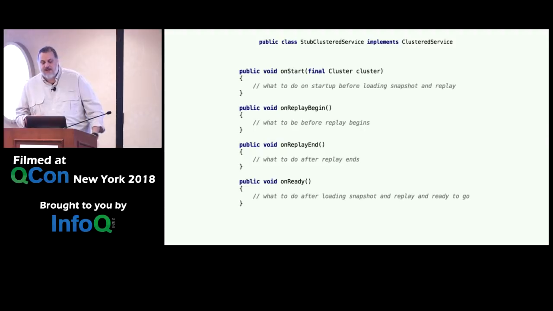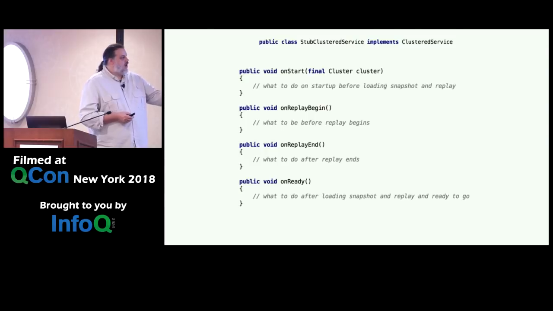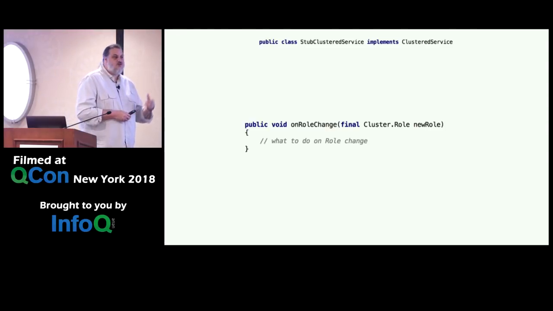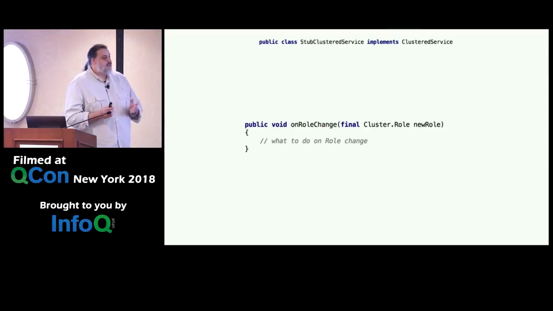And then there's some housekeeping to let you know about certain things: if you're starting up, if you have finished starting up and you're now replaying, or you've done your snapshot and you're replaying, or your replay has ended, or you're ready after you have done your snapshot and replay. And lastly, if your role changes, so that you know if you're the service that is in the leader, or if you're just a follower. And that's it. You just fill in these methods, and if you don't want to do something, that's perfectly fine. You don't have to fill these in.